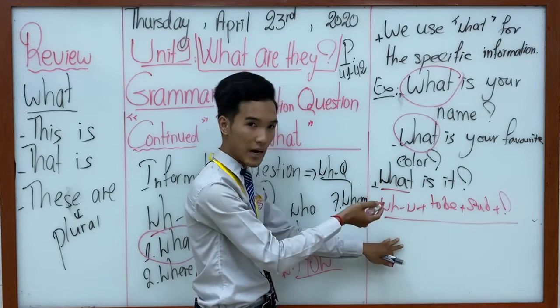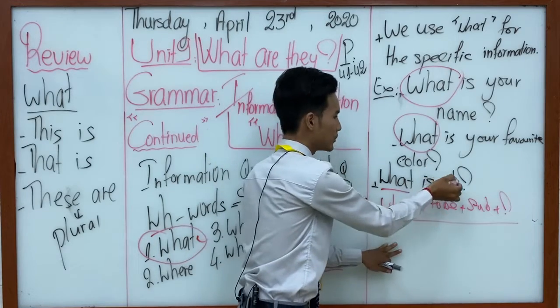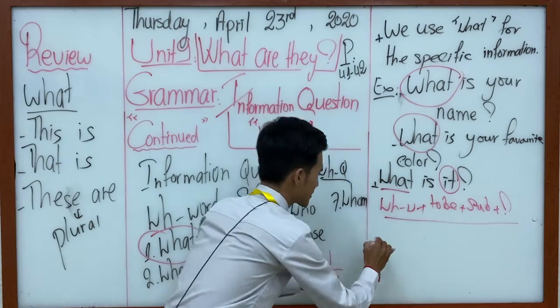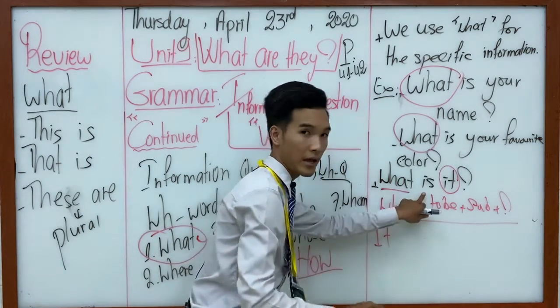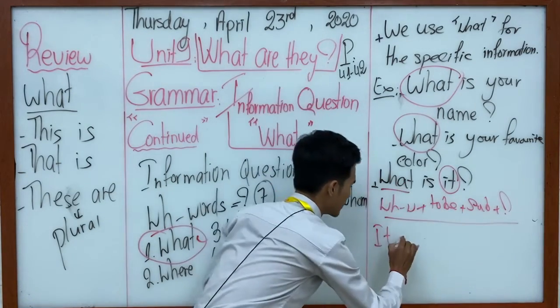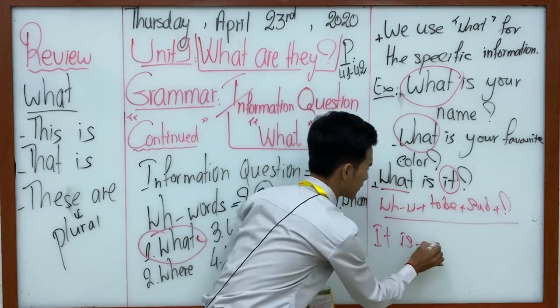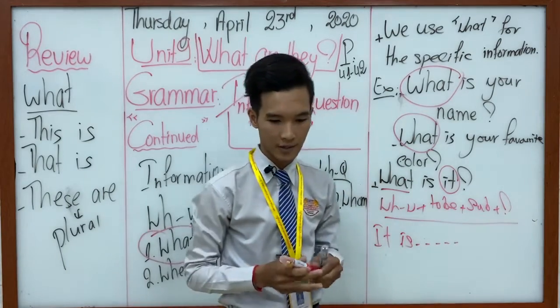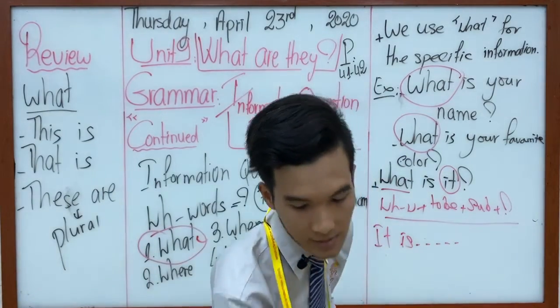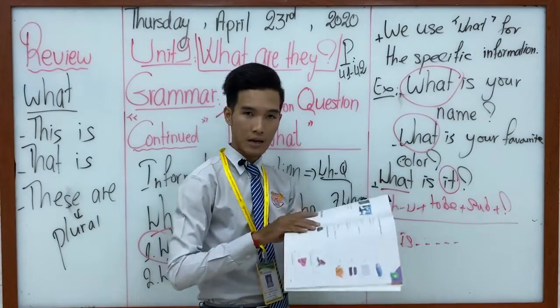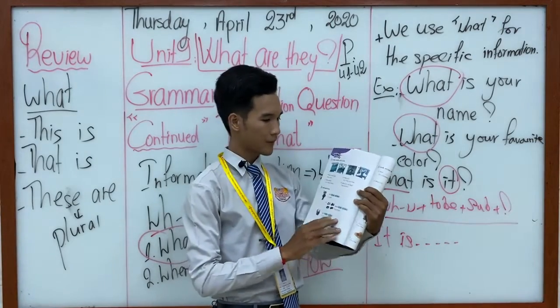Okay, so how to answer? You need to put the subject first, so it, and then you need to add be. It is blah blah blah. Okay, it is my book. It is my pen, something like that.